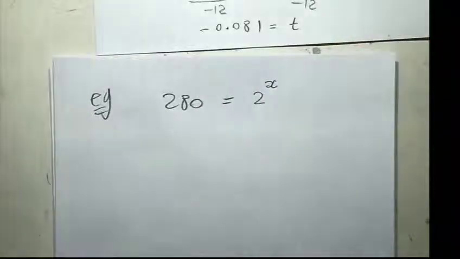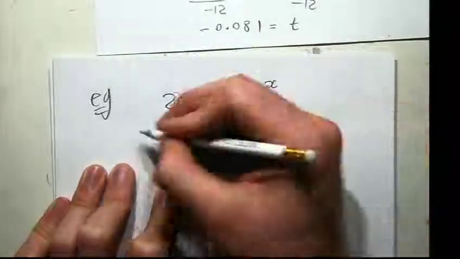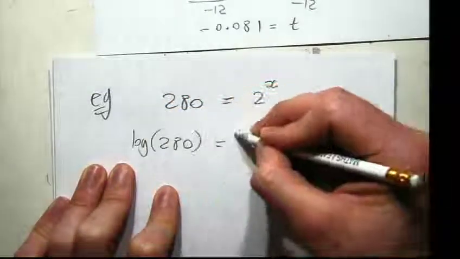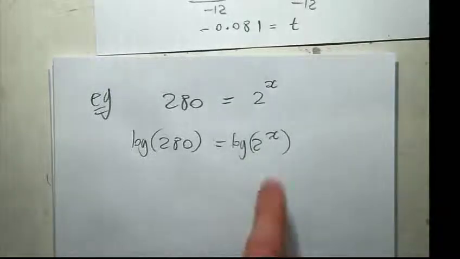That one there. 280 is 2 to the x. Well, if I want to get rid of a 2, I should do a log base 2. But there's no log base 2 button on my calculator. So I can do whatever log I want and use the power of logs. So let's do log base 10. The rules for logs say that powers inside the logs is multiplication outside the logs.